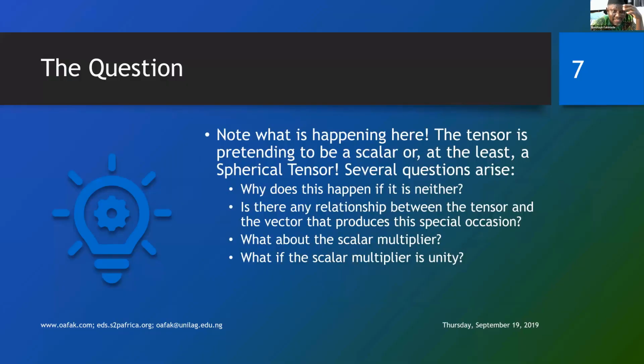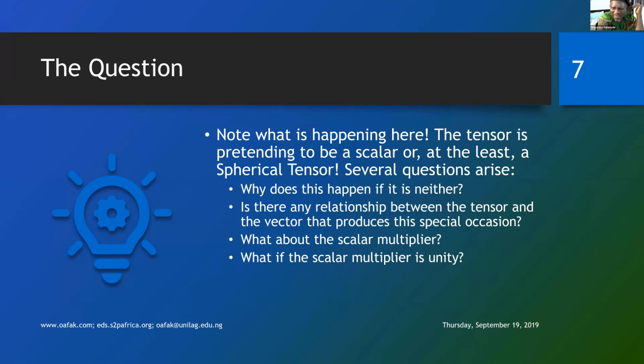Note what is happening here. The tensor is pretending to be a scalar, or at least a spherical tensor. So several questions arise. Why does it happen if it is neither a spherical tensor nor a scalar? Why is it doing like this? Is there any relationship between the tensors and the vector that it produces on this special location? That scalar multiplier that comes out, is there anything important about it? What if that scalar multiplier is unity? These are the questions that arise.